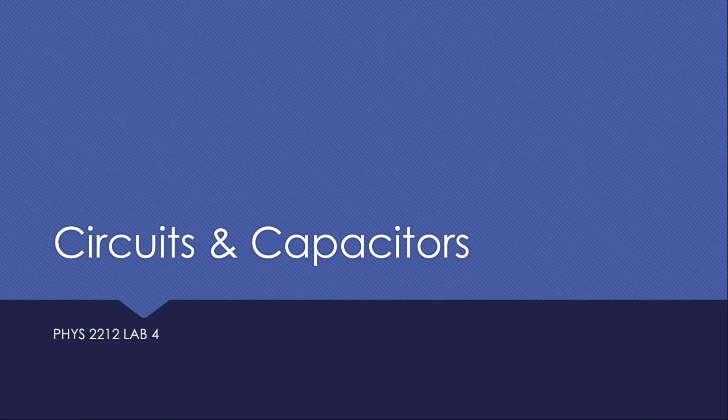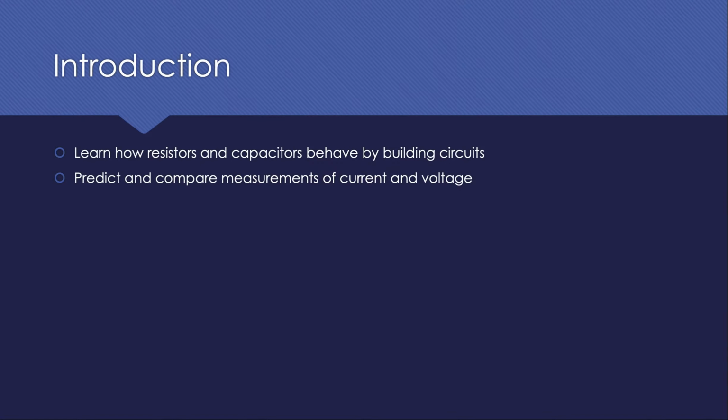Hi, today we will be discussing Lab 4 of Physics 2212, Circuits and Capacitors. In this experiment, we will learn how resistors and capacitors behave by building circuits using the circuit construction kit. We will also predict and compare measurements of current and voltage. The first part of this lab analyzes a simple circuit with two resistors in series.